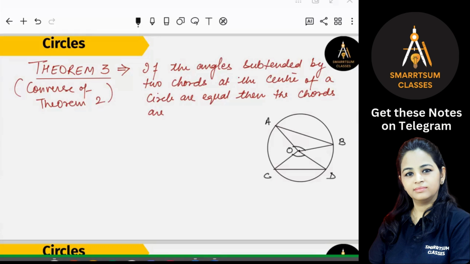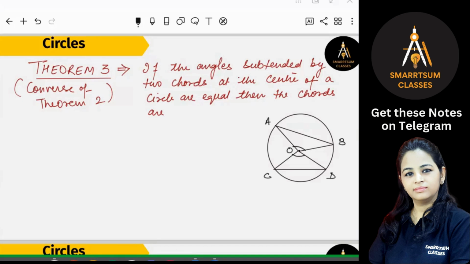Theorem 2 was that equal chords of a circle subtend equal angles at the center, right? Now, this theorem 3 is the converse of theorem 2. Theorem 2 was that if there are two chords in a circle having equal length, then they will subtend equal angle at the center.